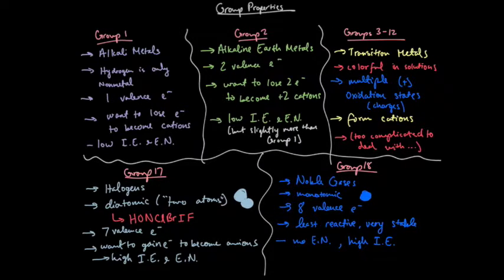Group 18 noble gases, they're the most stable elements because they have a full valence shell of 8 electrons. They don't want to react because they're very stable. They're happy, strong, independent atoms. They don't need a man.